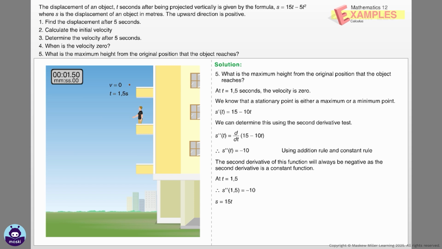We can now substitute the value of t equals 1.5 in the displacement formula to find the maximum height of the object from the original position. Substituting the value of t equals 1.5 seconds that was calculated earlier, we get s equals 11.25 meters. Therefore, the maximum height reached is 11.25 meters.